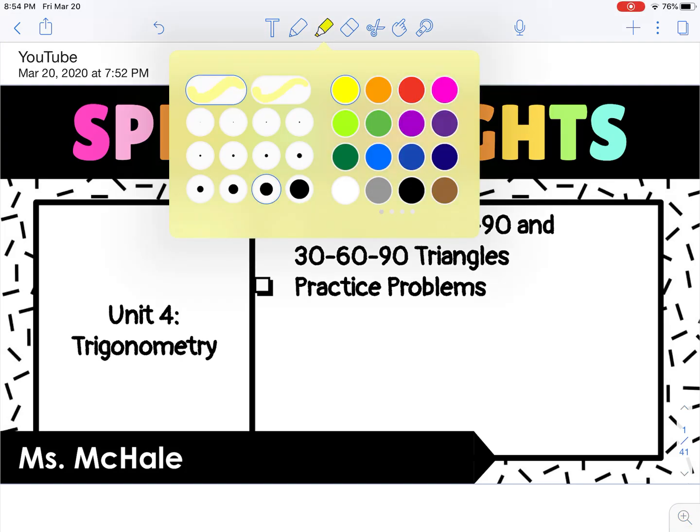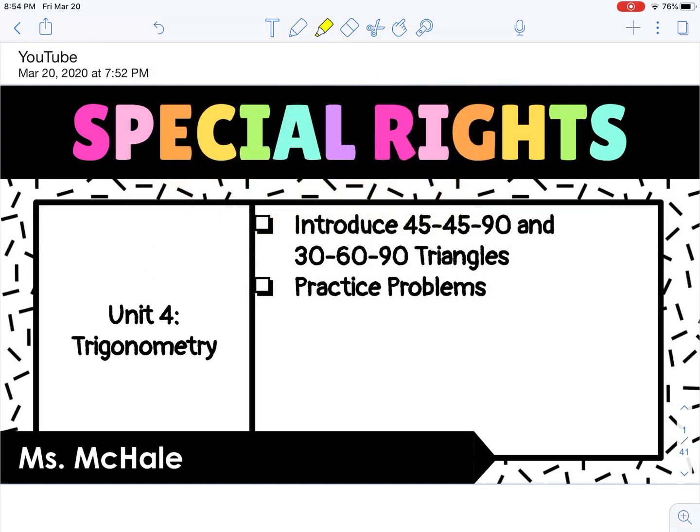Alrighty, today's lesson is going to be on special right triangles. First, I will introduce 45, 45, 90 triangles as well as 30, 60, 90 triangles and the relationships between their sides. And then I'll model some practice problems as well. And then you can check your understanding by practicing too. And we'll move on from there.